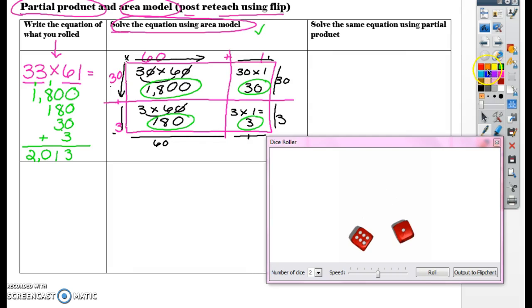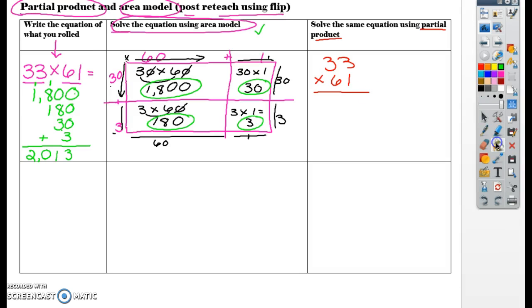Now I need to use partial product. So I need to write my equation. 33 times 61 equals. Now I'm going to distribute my 1. I'm going to distribute my 1 to the 3, which is 1 times 3. That equals 3. I'm going to distribute my 1 to the tens place. That would be 1 times 3 tens, which is 30. Now I'm done with my ones place.